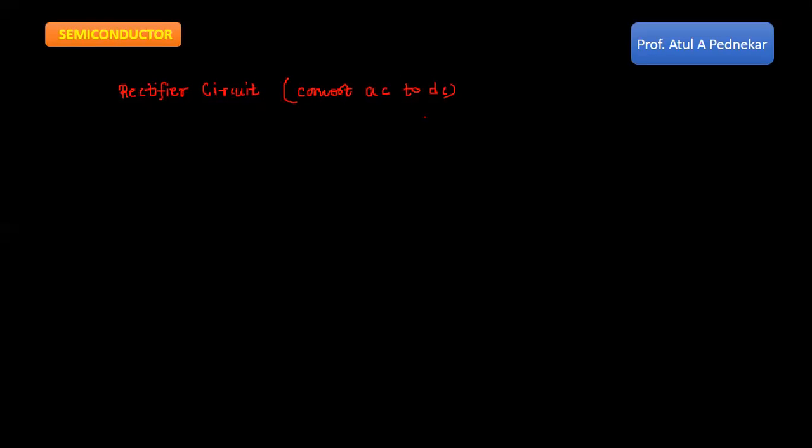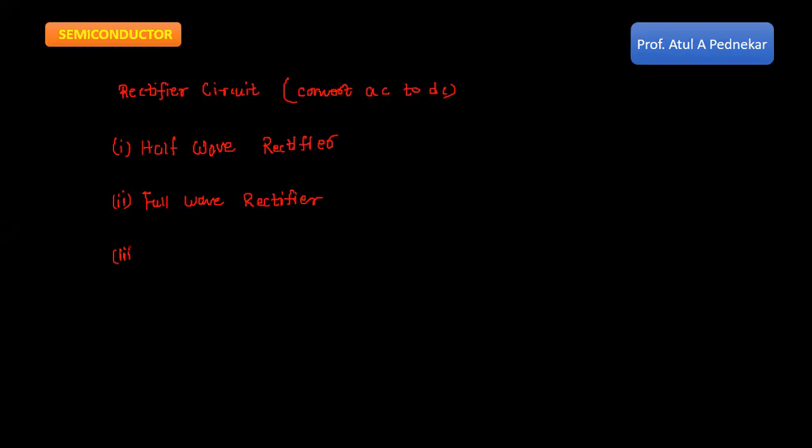Students? Yes, sir. Sure? So what is the function of rectifier circuit? To convert alternating signal AC to direct signal. Okay, there are total 3 types of rectifier circuit we have. Number 1 is half wave rectifier. What is number 2? Anyone know? It is full wave rectifier.